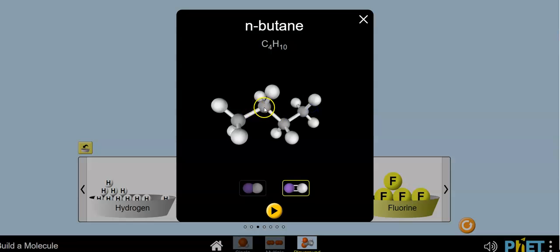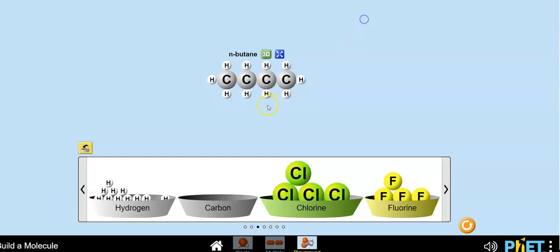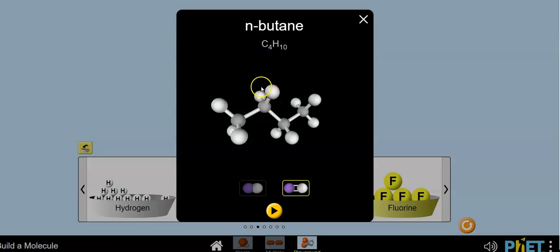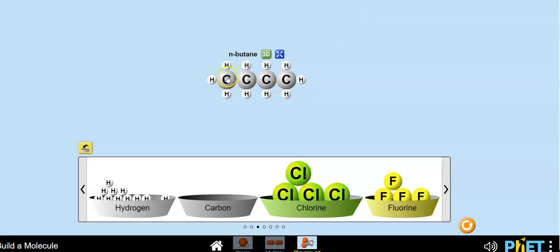You can see those two center carbons, right? These two guys here in the middle, they each have two hydrogens stuck to them. So there's two hydrogens stuck to that guy and two hydrogens stuck to that guy. And then the carbons on the end, they each have one, two, three hydrogens bonded to them. Here's the carbon on the other end, one, two, three hydrogens bonded.